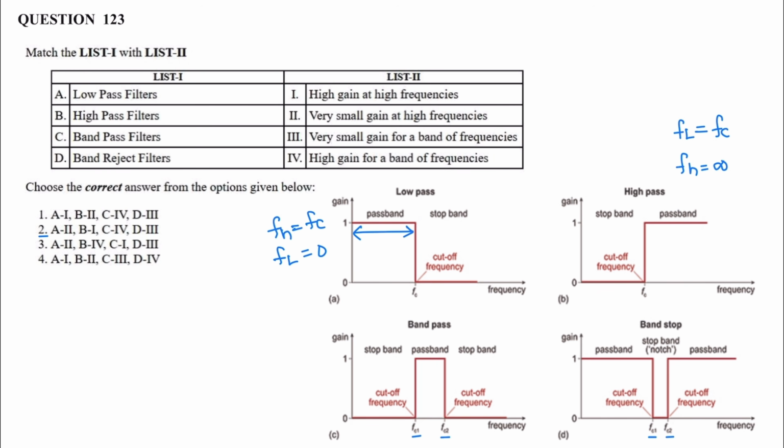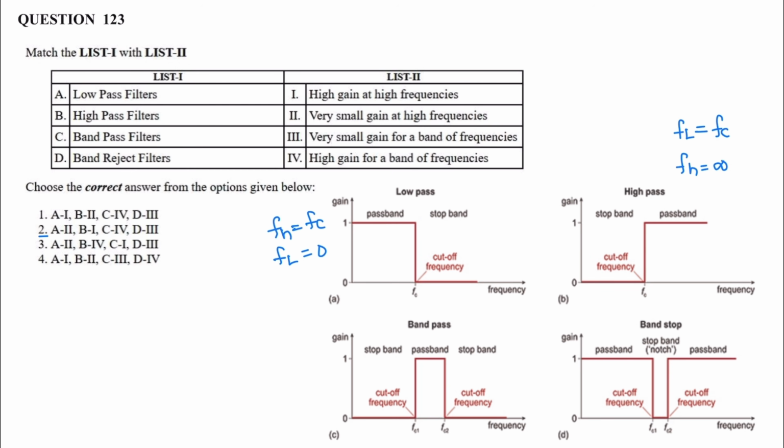For a band pass filter, between FC1 and FC2, all the frequencies are allowed. The frequencies below the lower cutoff frequency are attenuated and the frequencies above FC2 are attenuated. For a band stop filter or band reject filter, the frequencies below FC1 are allowed and frequencies beyond FC2 are allowed, but within the frequencies FC1 and FC2, it is a stop band.